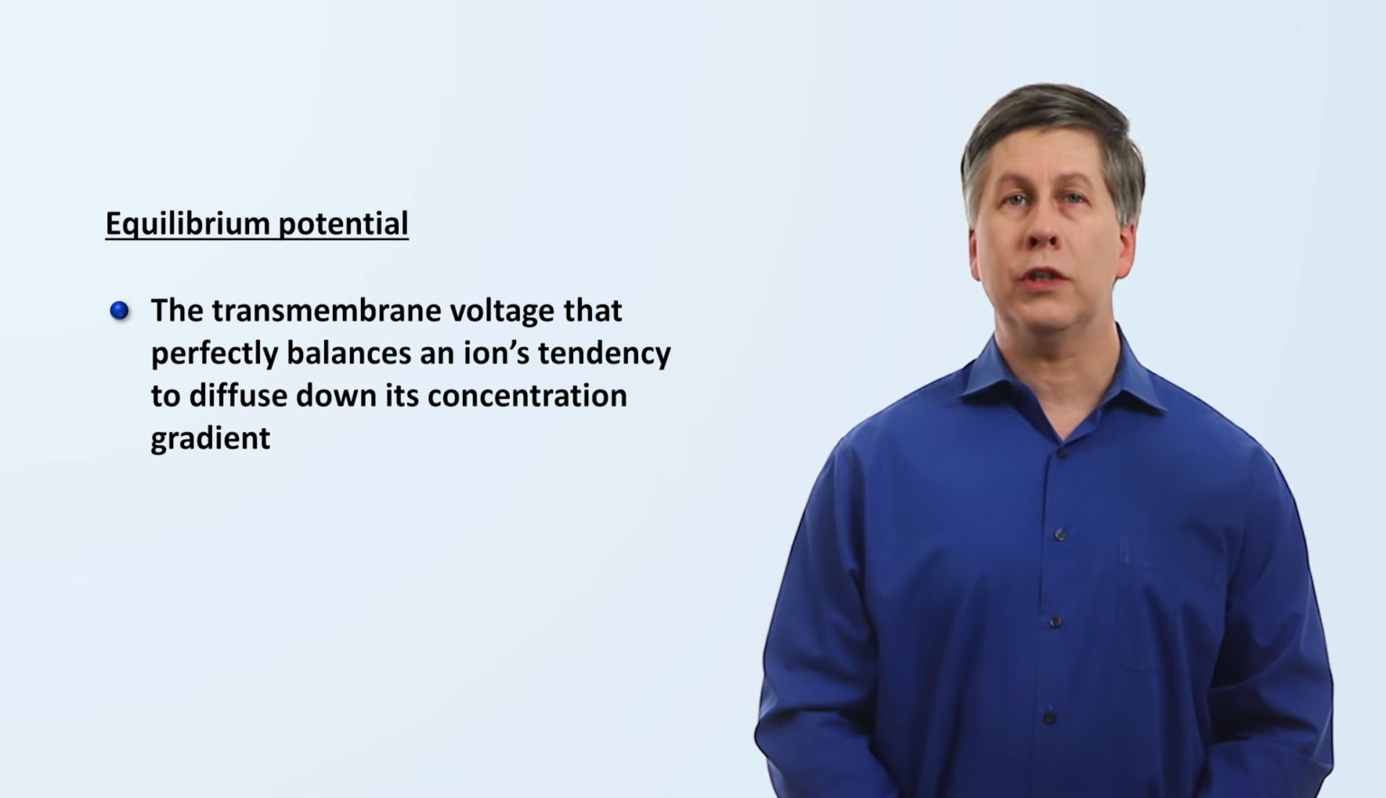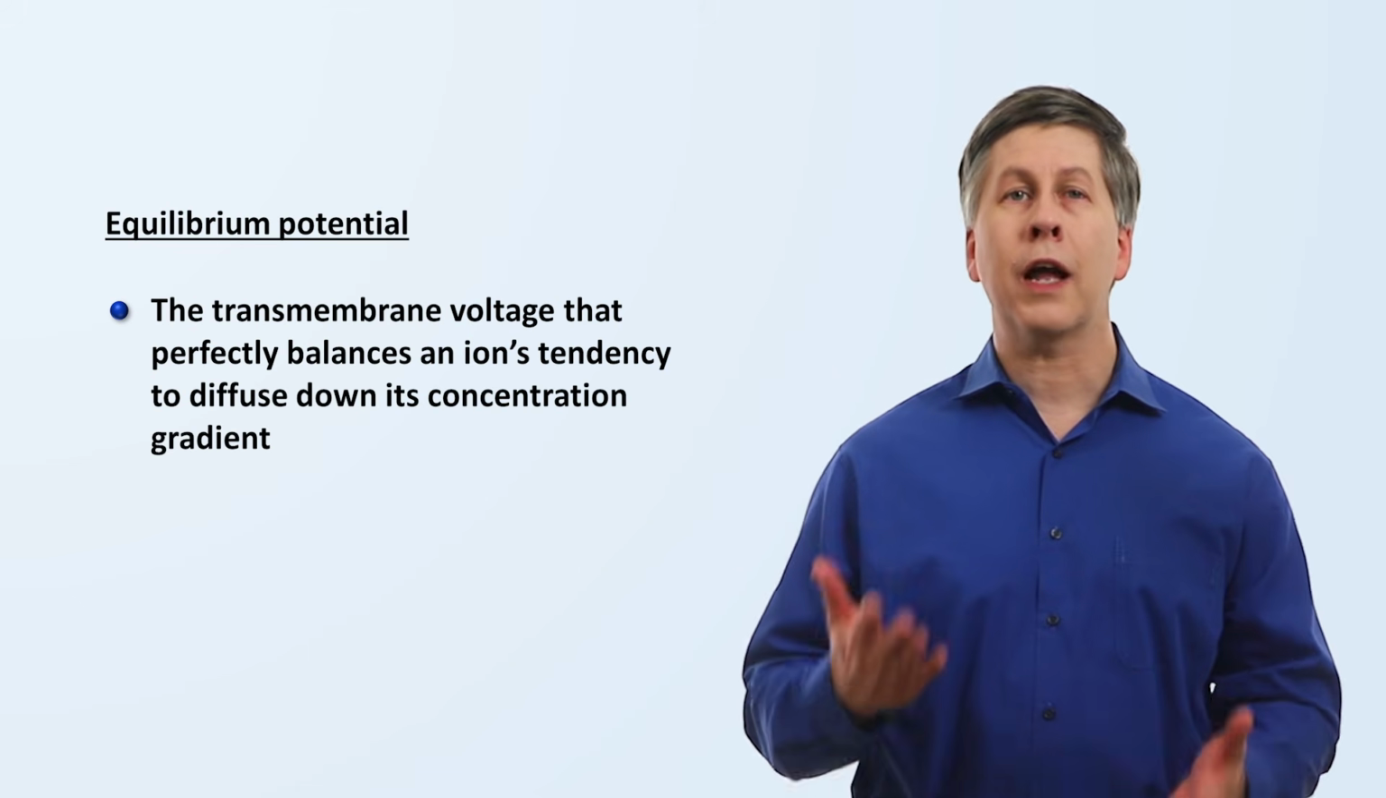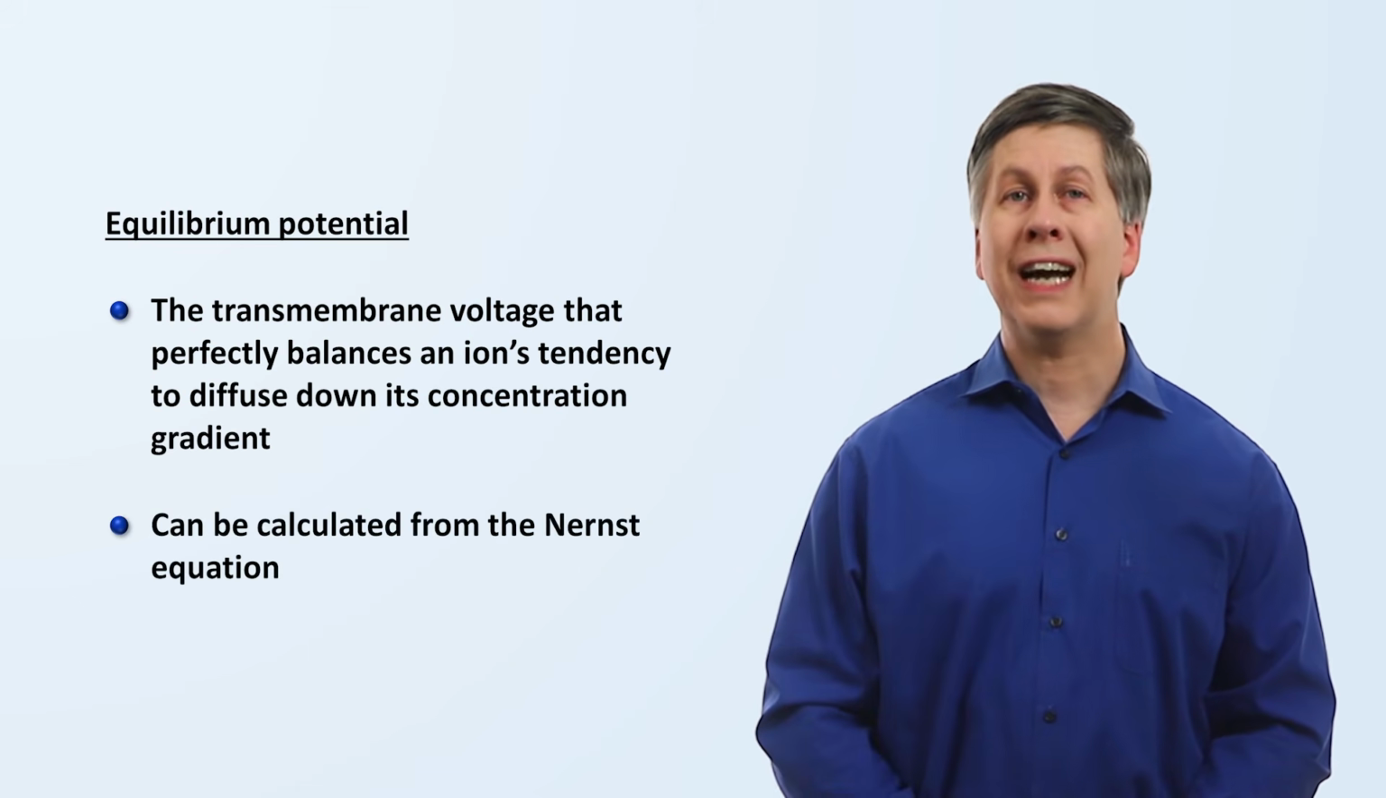The equilibrium potential of an ion is the transmembrane voltage, also known as membrane potential, that perfectly balances an ion's tendency to diffuse down its concentration gradient. It can be calculated from the Nernst equation.